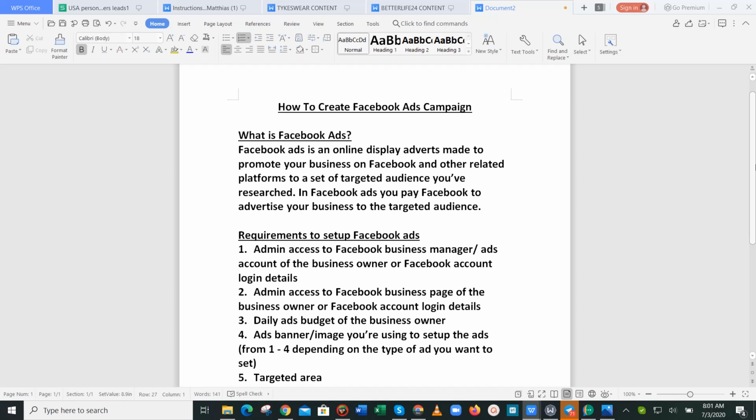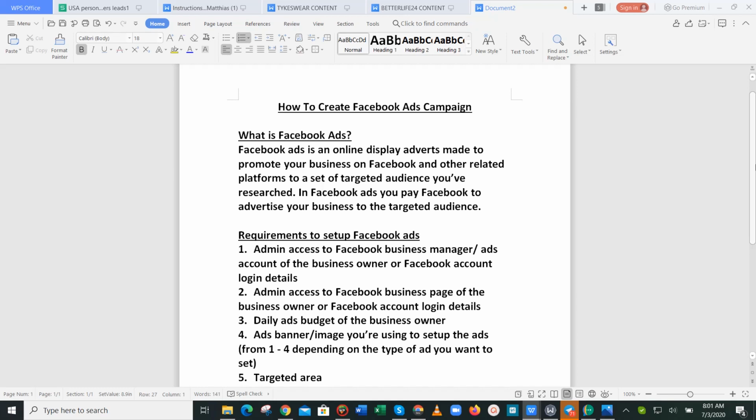In Google Ads, we know there are basically two major categories, which are search ads and display ads. But in Facebook ads, it is display adverts. It is display ads because it's like a banner that will be shown to people, promoting your business to them with an interactive and convincing content and design that we've made.